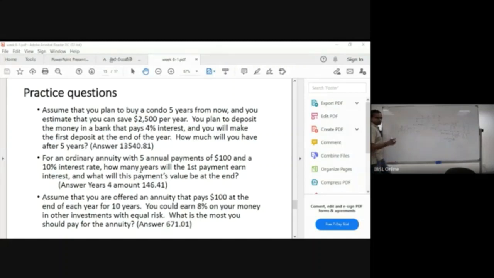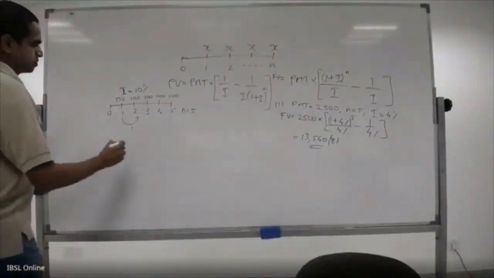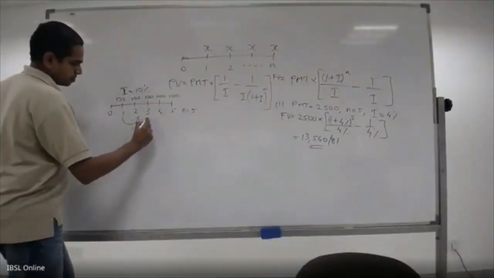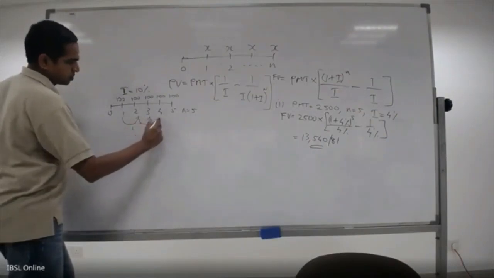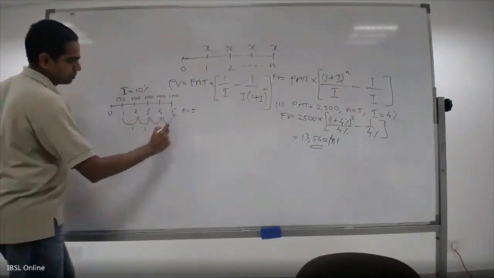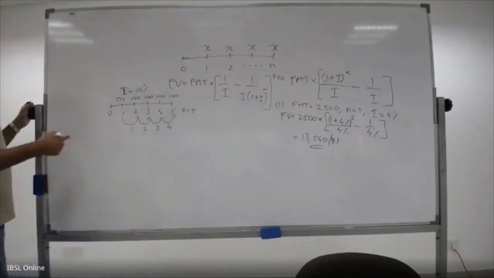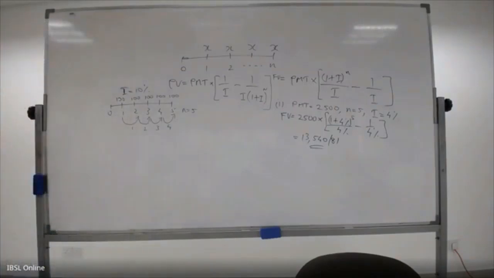How many years will the first payment earn interest, right? So the first payment comes at the end of the first year. It will earn interest for 1, 2, 3, 4 years, right? The interest will get compounded 4 times.